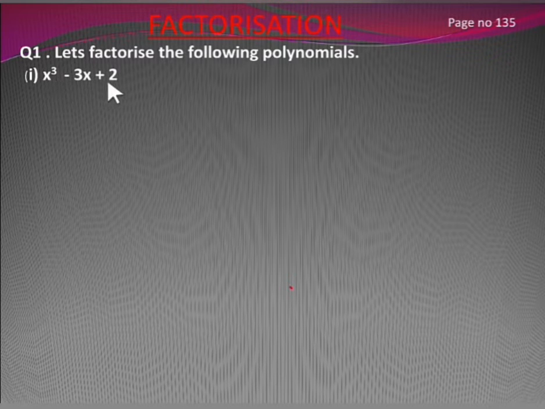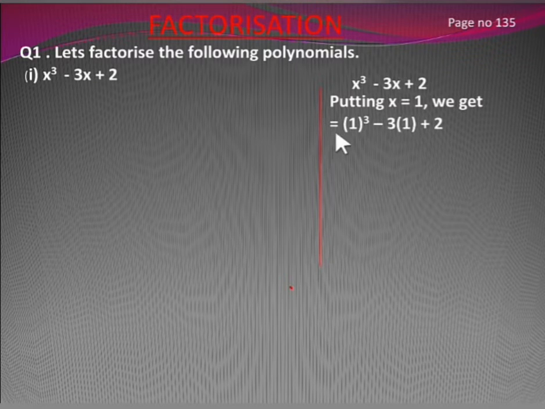So in this type of expression we have to take the value of x, that number, so that the whole equation becomes 0. So let's say this is the given expression, x cubed minus 3x plus 2. I'm taking x equals to 1. After putting the value of x, we get 1 cube minus 3 into 1 plus 2.